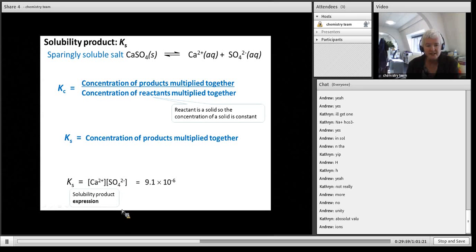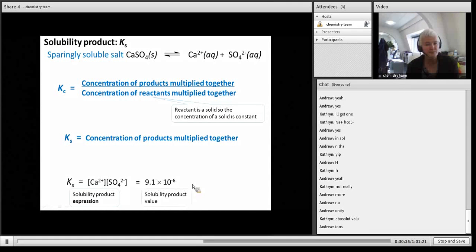So what I want to point out here is that Ks is equal to the concentration of calcium ions in square brackets, because that's what concentration means, multiplied by the sulfate concentration. This whole thing over here is called the solubility product expression. So when you're told to write the solubility product expression, this is the sort of thing you write. You take the products, you put them in concentration square brackets, and you multiply them together. And then this over here is the value.